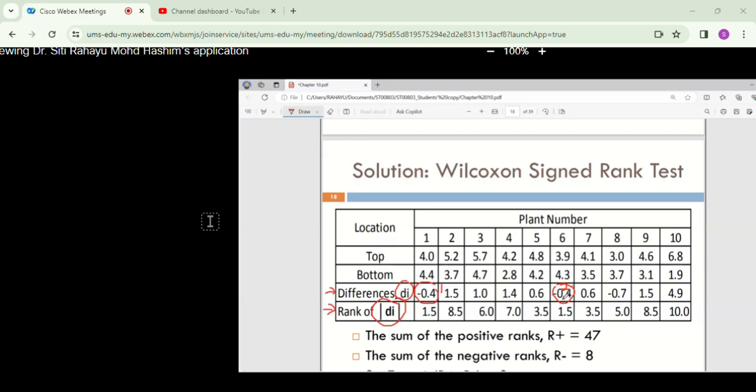So this is what we call a tie. So what should we do with ties? We need to average the value. The value of the differences? No, the value of the ranking. So ranking 1 plus ranking 2 is equal to 3, and we have 2 equal values. So 3 divided by 2, we get 1.5. Both of the values share the same ranking, which is 1.5.